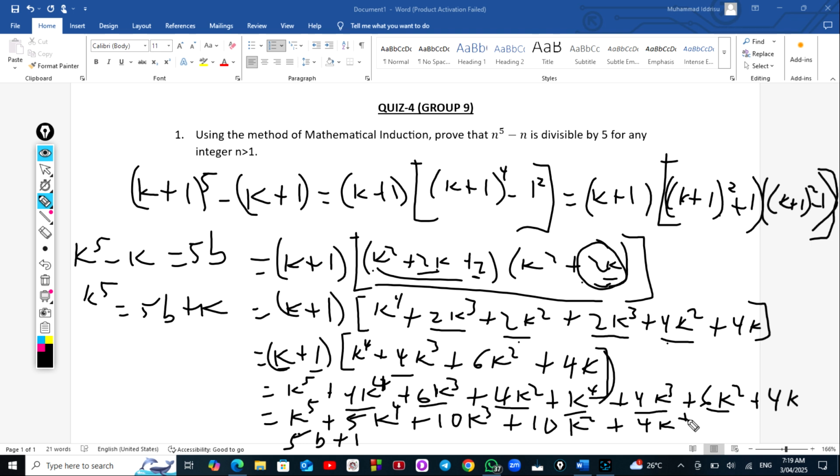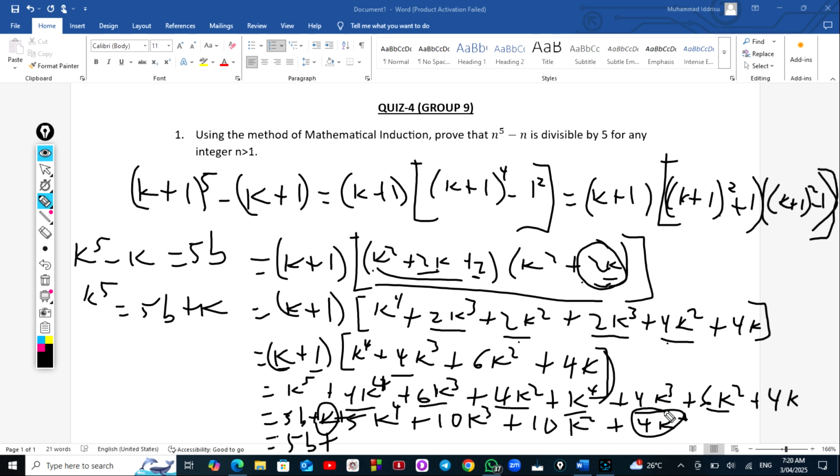So let me just bring it here. My space is not all that enough, so I'm just adding it. So I'm removing this. I'm just writing 5b plus k in place of the what? K to the power 5. So that here I'll have my 5b plus, I'm keeping the k and I will add this k to the 4k here to get another 5k.